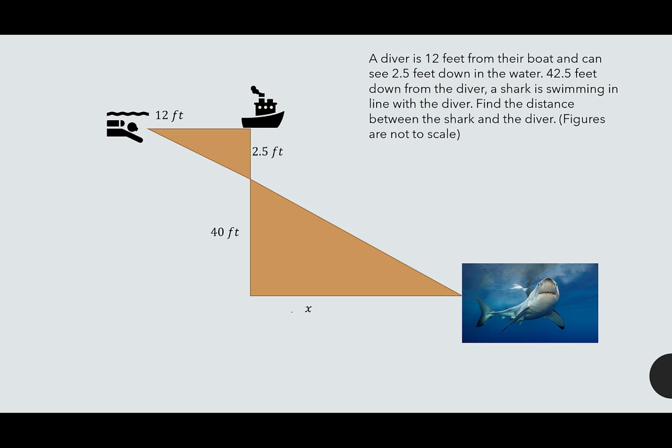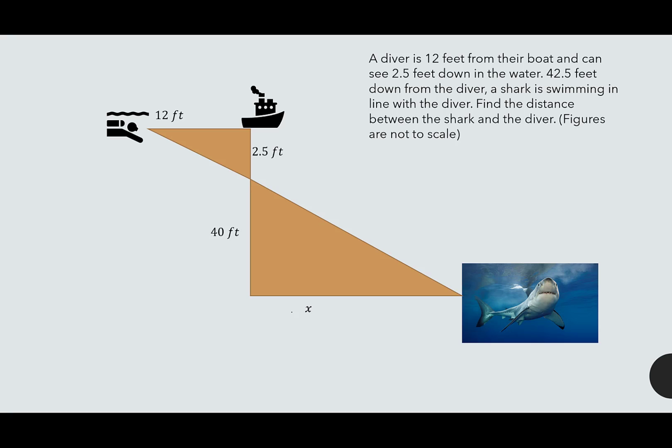A diver is 12 feet from a boat and can see 2.5 feet down in the water. 42.5 feet down from the diver is a shark that is swimming in line with the diver. We want to find the distance between the shark and the diver. Again, the figures are not to scale.